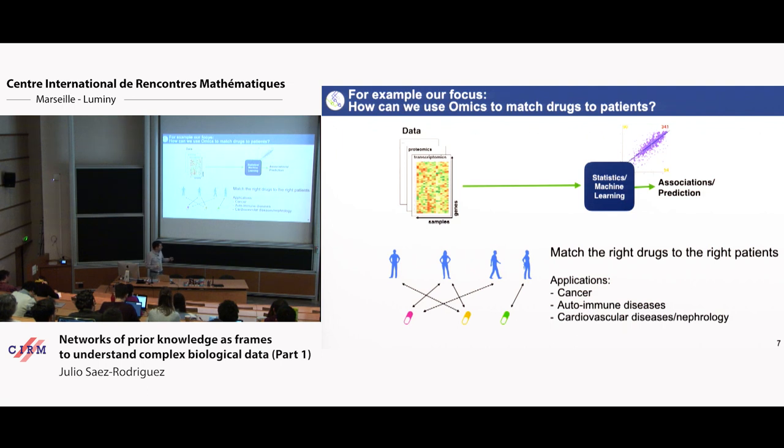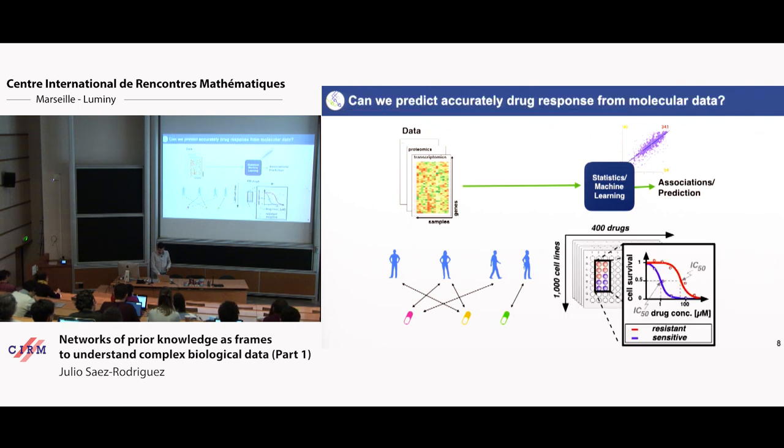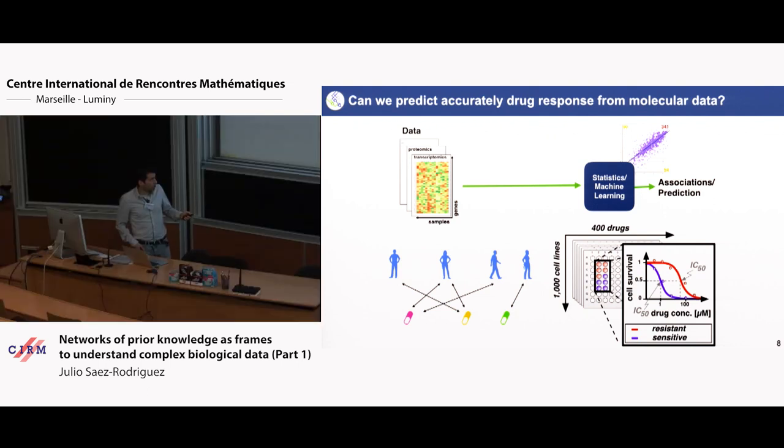It's always really this question: how can you relate molecular data to an outcome? And the outcome is whether a drug is going to work or not, in our case. In particular, we work a lot on this question using large screens of cell lines. This is around 1,000 cancer cell lines that are screened with 400 drugs. So you have, for each cell line and each drug, the effect of the drug on the cells. So you know how much drug you need to kill a patient.